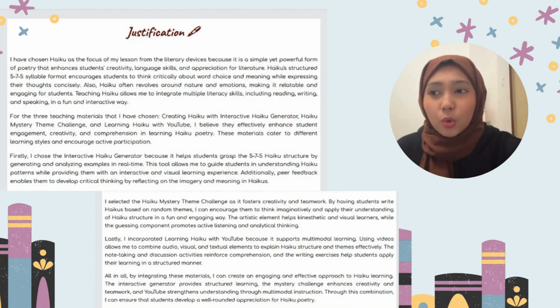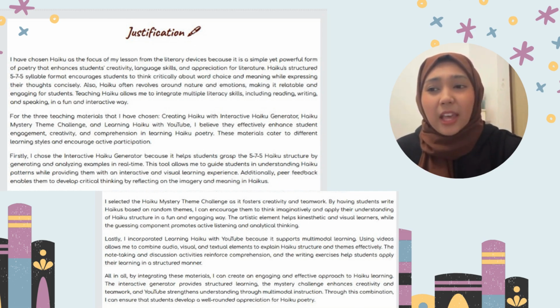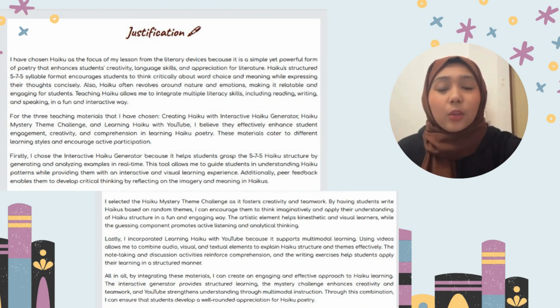I believe haiku structure and syllable format can encourage students to think critically about the word choice and meaning while expressing their thoughts concisely. Also, haiku often revolves around nature and emotions, making it very relatable and engaging for Form 2 students. Also, teaching haiku allows teachers to integrate multiple literacy skills, including reading, writing, and speaking in a fun and interactive way.